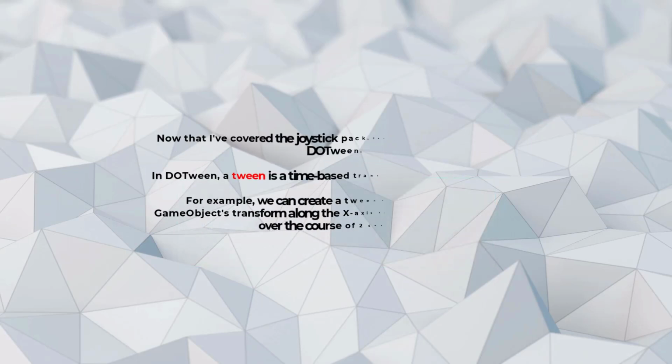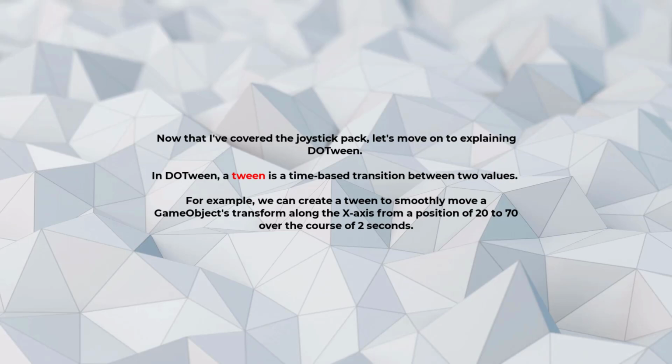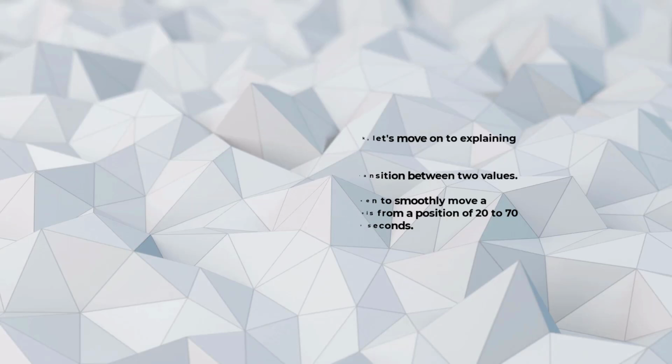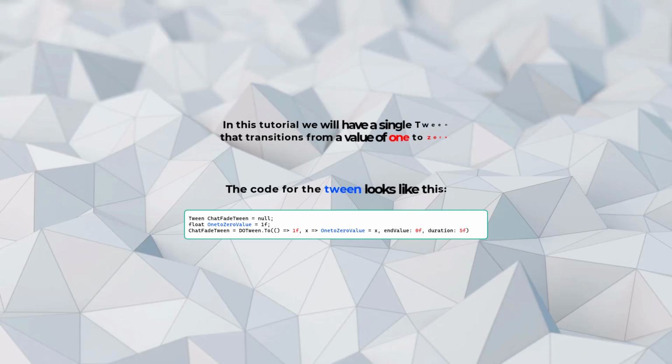Now that I've covered the joystick pack, let's move on to explaining .tween. In .tween, a tween is a time-based transition between two values. For example, we can create a tween to smoothly move a GameObject's transform along the x-axis from a position of 20 to 70 over the course of 2 seconds. In this tutorial we will have a single tween that transitions from a value of 1 to 0. The code for the tween looks like this.